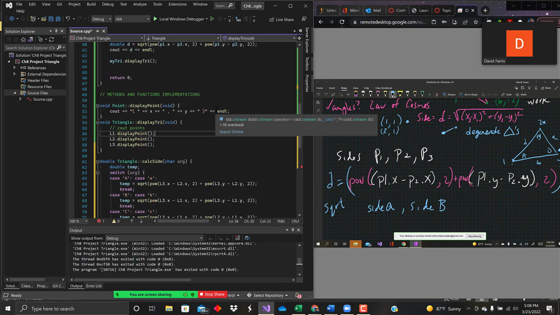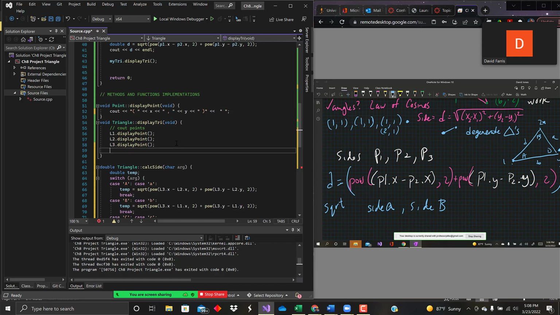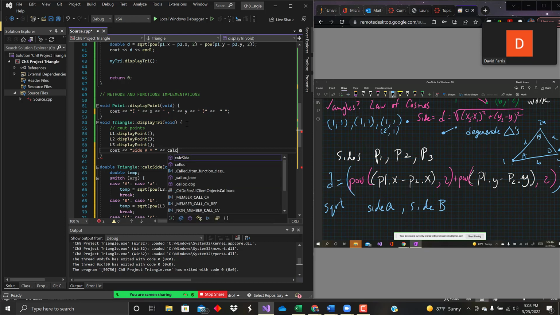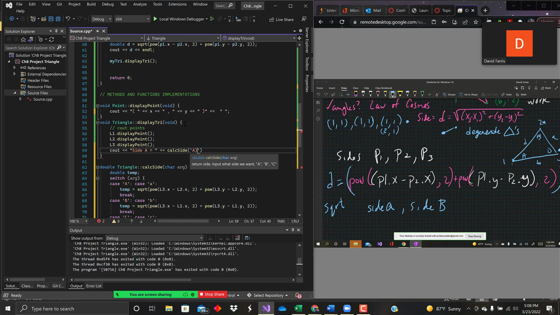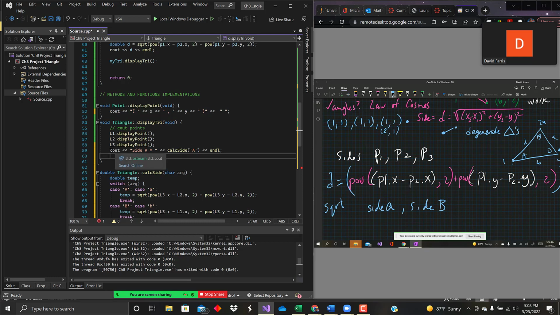All right, so maybe we should, you know what? I'm gonna get rid of this end line right here. I don't like this end line. I'm gonna just put some spaces in that, print the point. Because I think I want display triangle to print the sides too. So C out side A equals calc side. Damn it. And we'll do this with side B and side C.